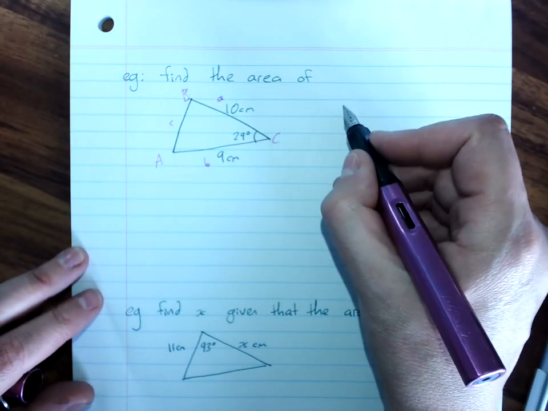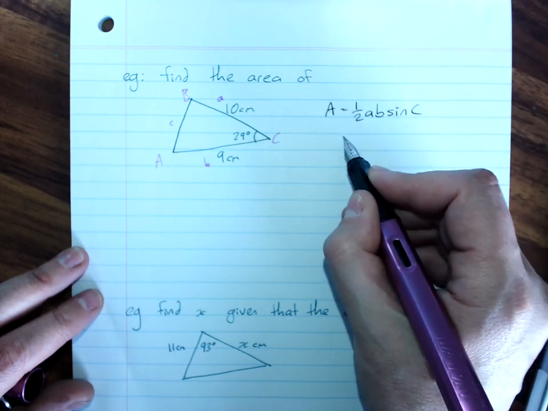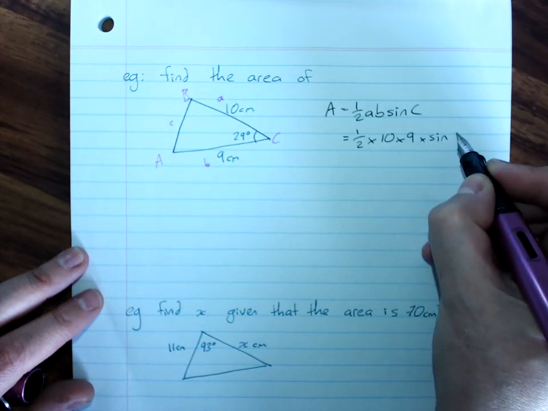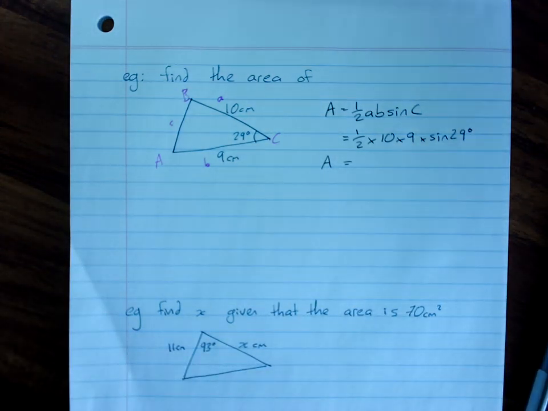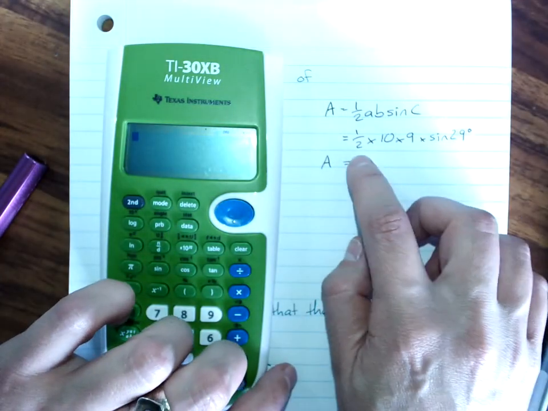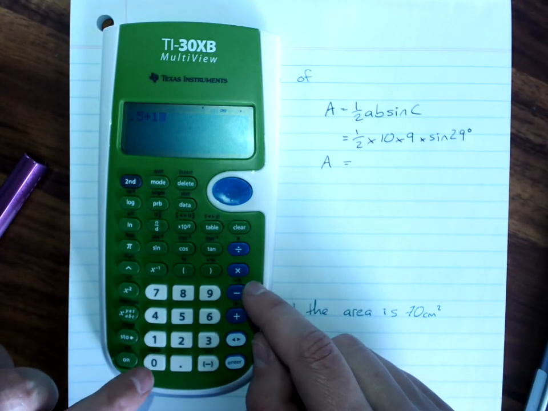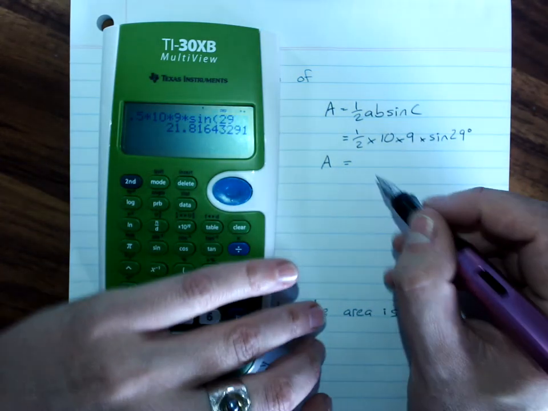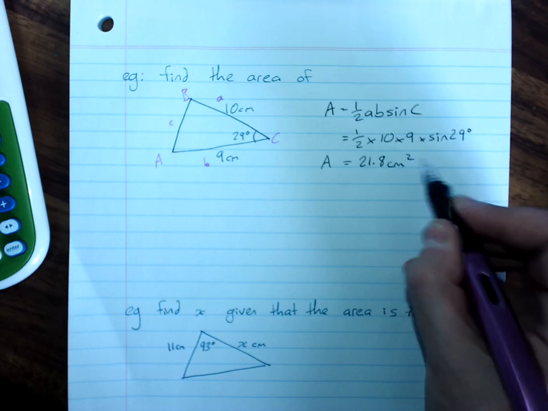Write your formula. Substitute your values. And we'll get our answer. With a calculator, that's really helpful. Now I will type it all in, but you can see obviously half times 90 is like 45, so it's okay to take a shortcut. And that is 21.8. We're finding the area, so we're in centimeters squared. That's it.